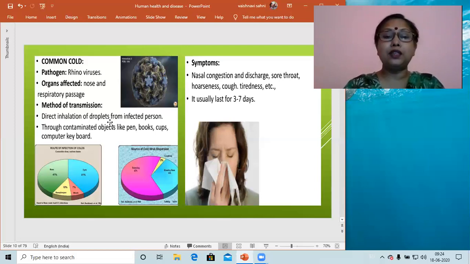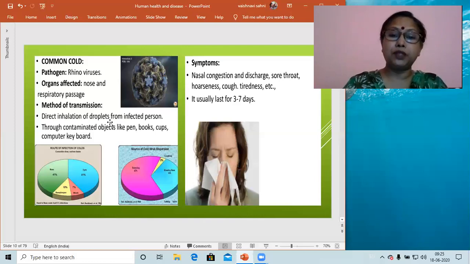So how to prevent it? We should maintain proper hygiene conditions. And while sneezing or coughing, we should use a handkerchief, right? And avoid the company of a person suffering from this common cold. So these are a few things through which one can prevent it.